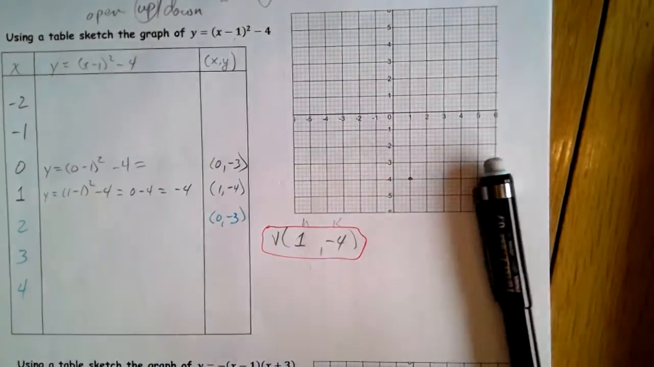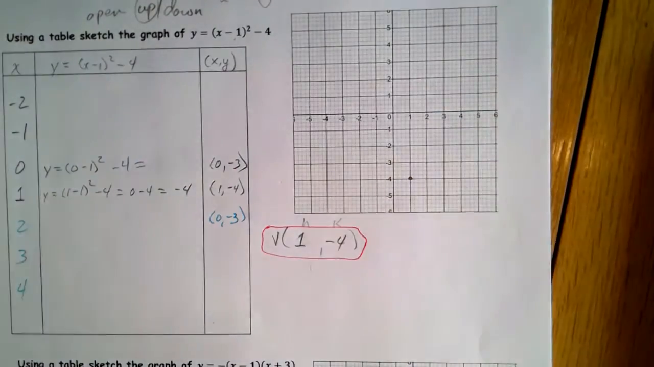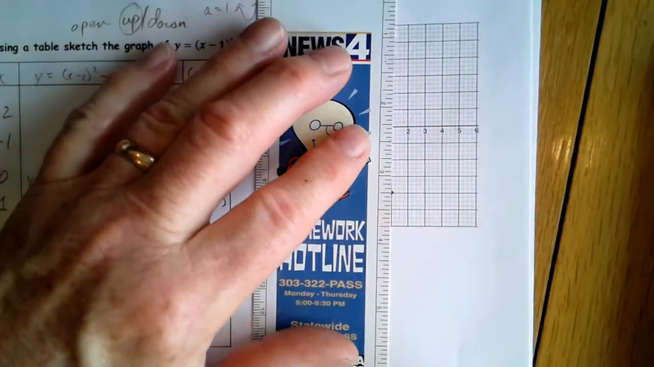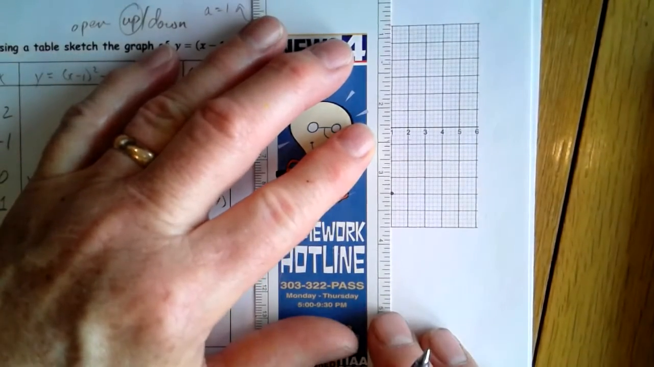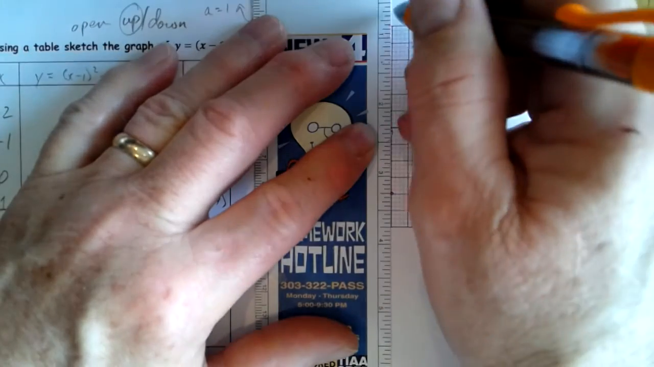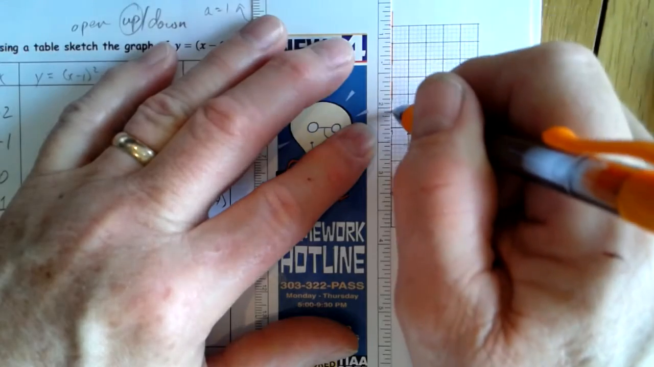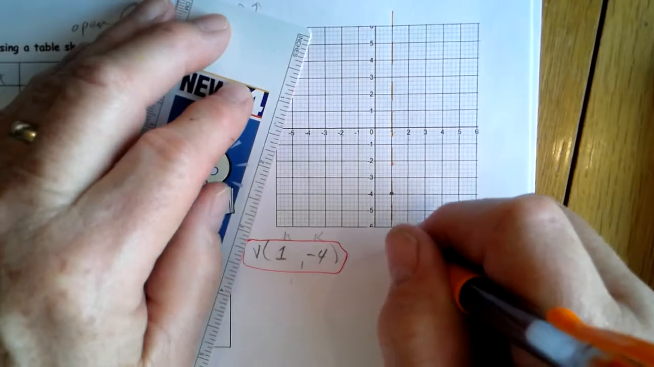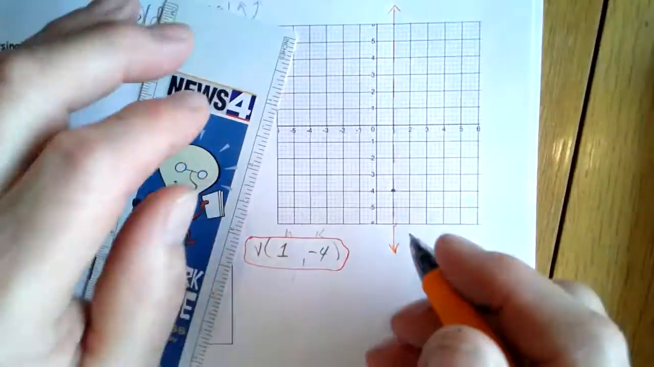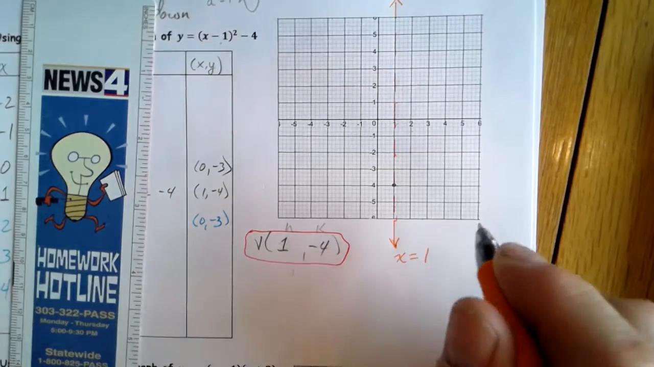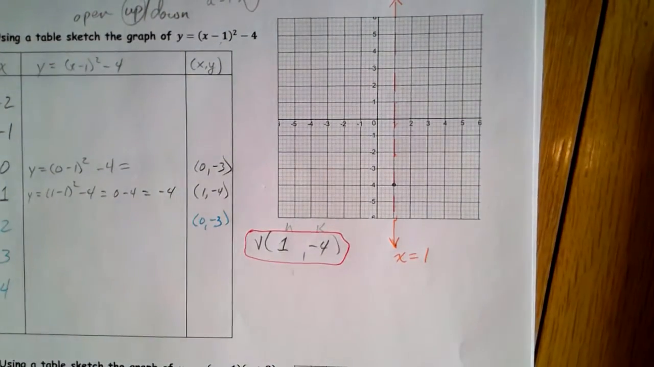So for demonstration purposes, let me take our graph here. And since I'm using color, I'm going to go right through my vertex. And I'm going to make an axis of symmetry line. Now let's practice. This is going through point 1, so this is the equation x equal 1. By the way, you're expected to know how to do that, okay? Because I've taught you.